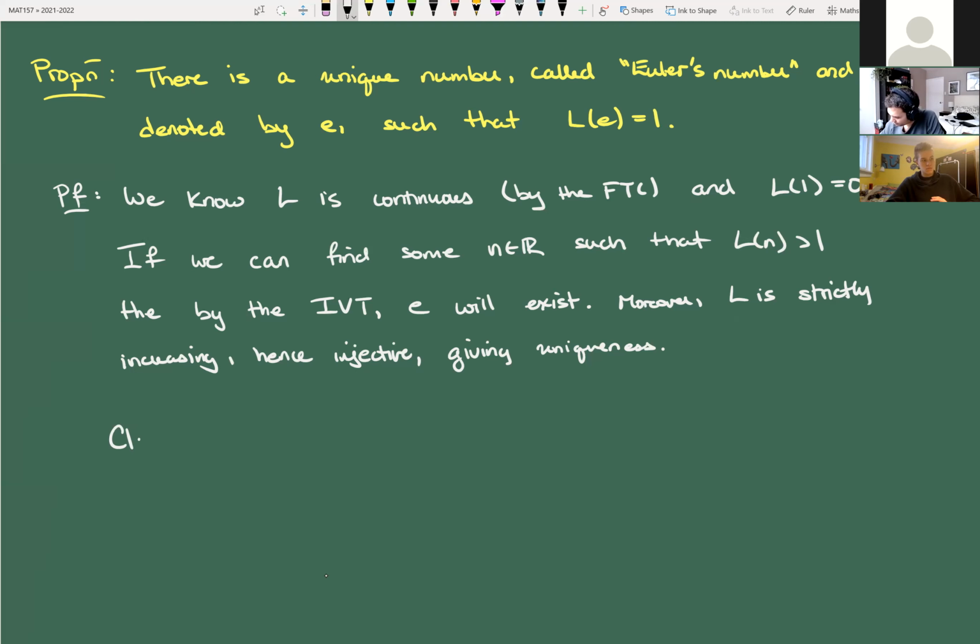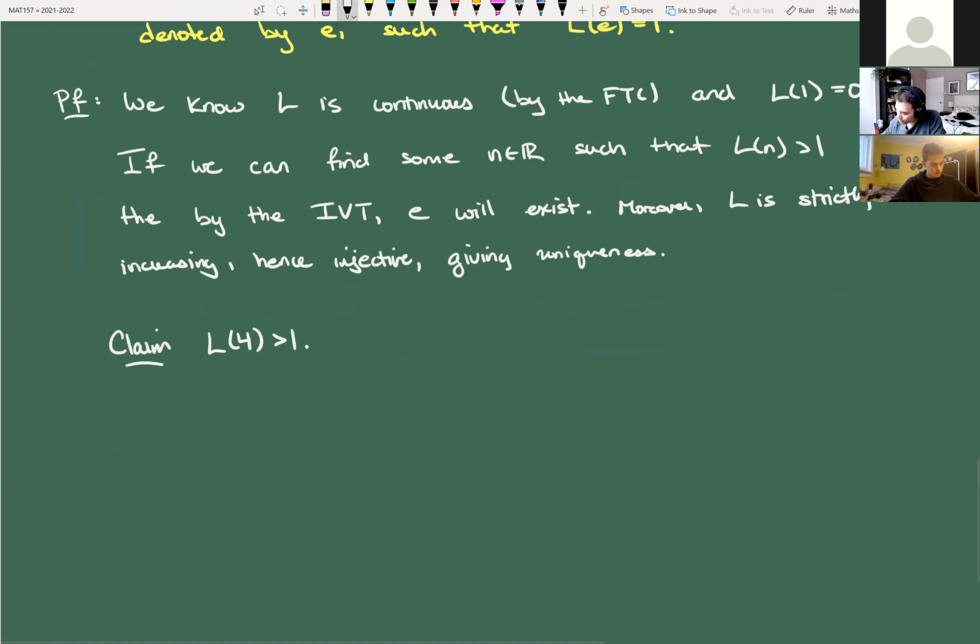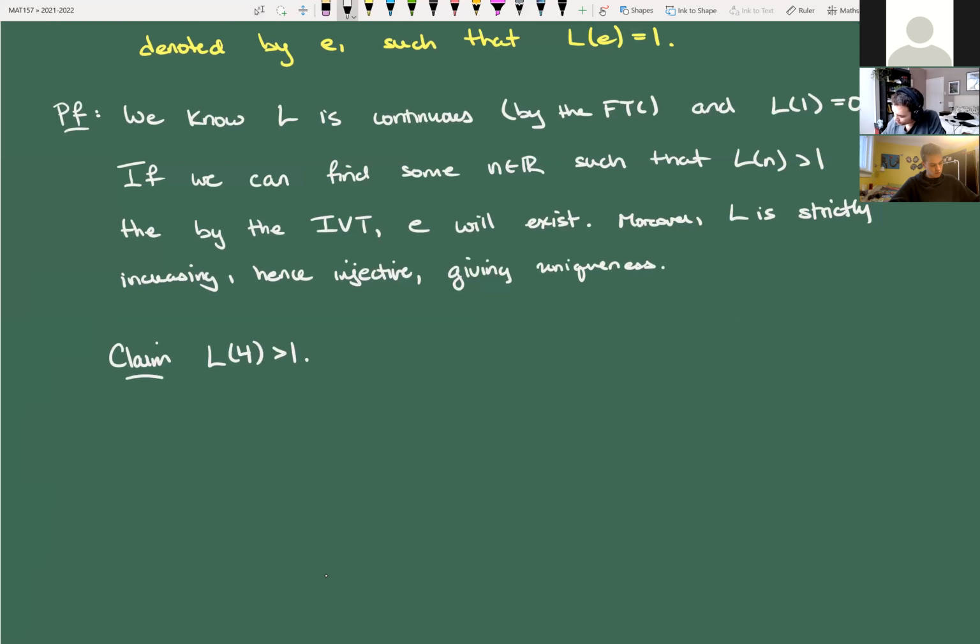So claim: L of 4 is greater than 1. Okay. All right, let's prove this. And now here is where it is a little bit slick. So what I'm going to do is consider the following partition of [1, 4].